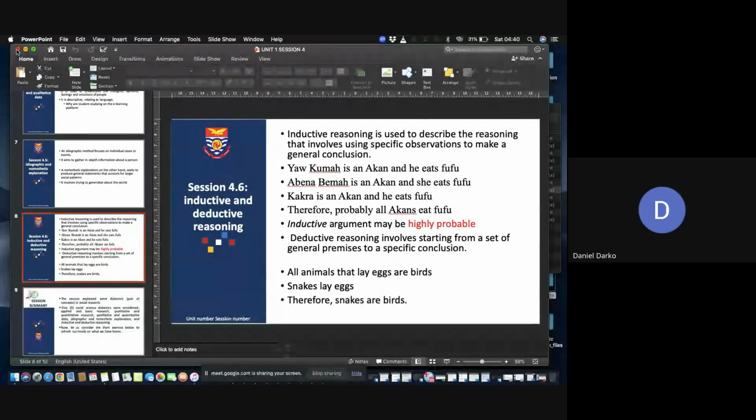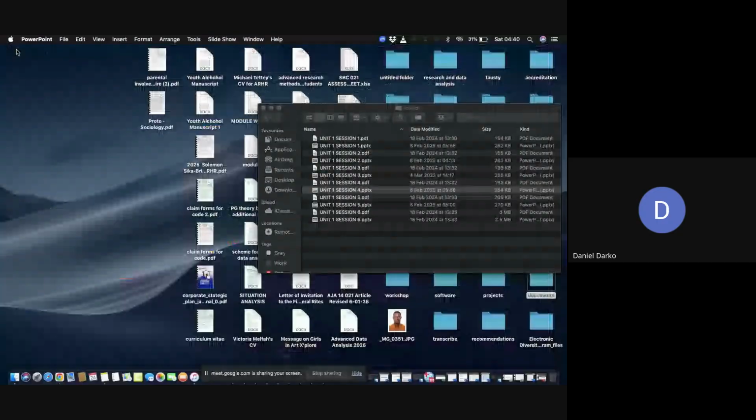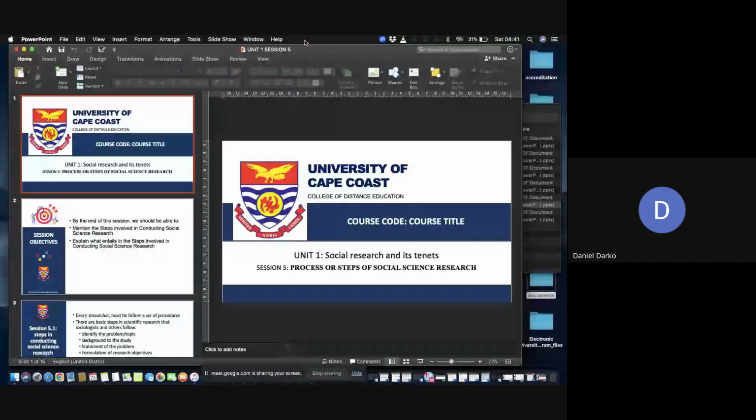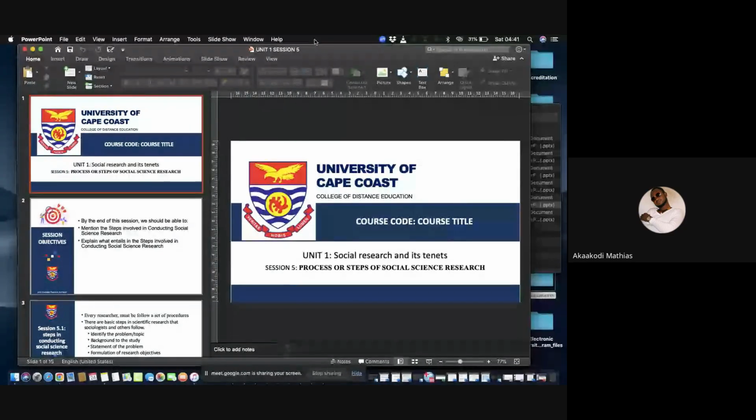So the choice of the method, whether you are going purely quantitative or purely qualitative, or you are mixing both qualitative and quantitative, it depends on the researcher. It depends on the topic you are studying or the problem you are investigating. You need both or not. It all depends on some of these things.